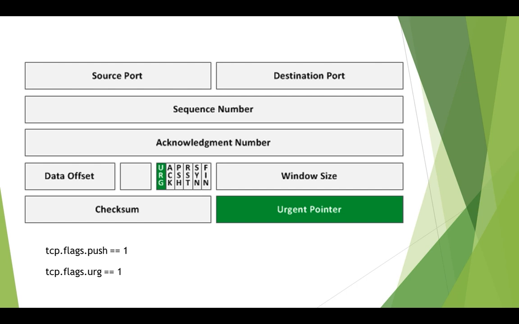Now let's say someone asks you how would you find out the packets which show the push flag or the urgent flag in the Wireshark packet capture. So these are the two filters that you can see at the bottom. tcp.flags.push equals to 1, that is for push flag, and tcp.flags.urg equals to 1 for the urgent flag.